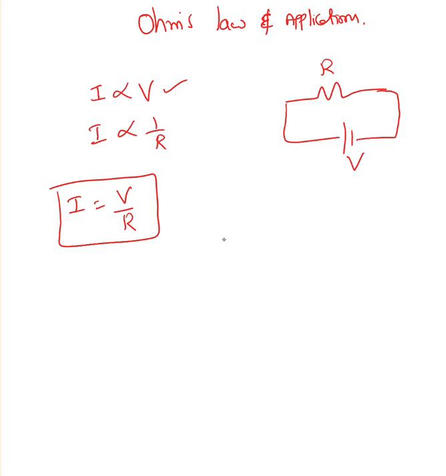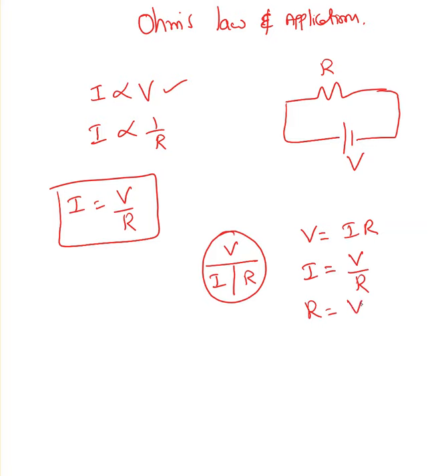To remember Ohm's law, you can think of V as the king who sits on top, with I and R below. To find V, close V with your finger: V equals I times R. If you want I, close I with your finger: it's V over R. If you want R, R equals V over I.